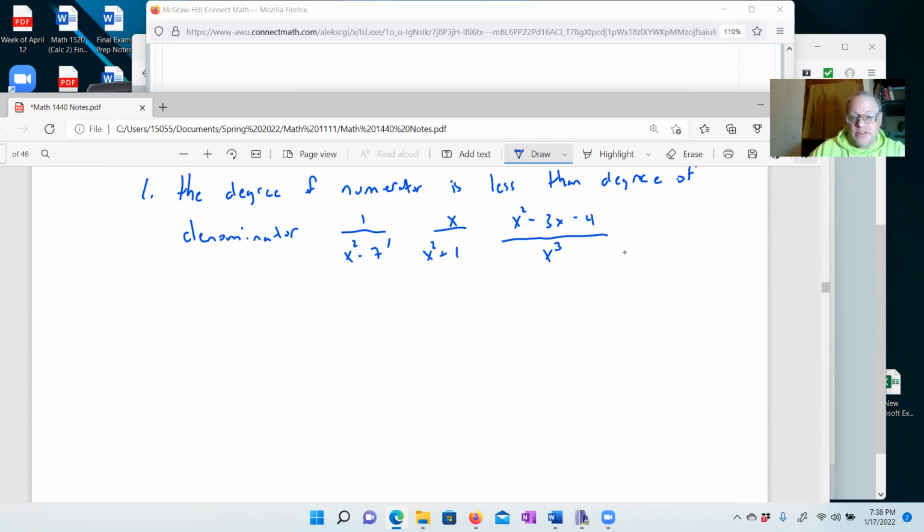Okay, so in all of these, the degree of the numerator is smaller than the degree of the denominator. We have a horizontal asymptote at the line y equals 0. Again, y equals a is a horizontal line. So we have a horizontal asymptote at y equals 0.